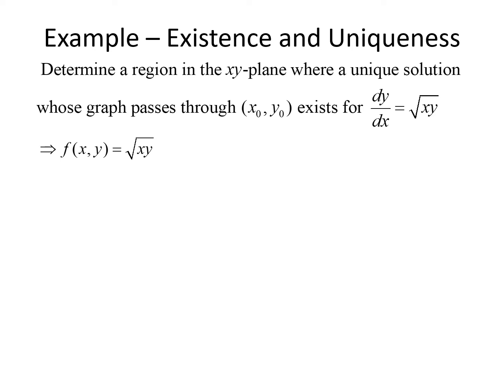All right, so if we're looking at this problem, we know that f of x,y is going to be the right-hand side, so that's the square root of x times y. And the first condition on our theorem is that f of x,y has to be continuous. So when I'm looking at this function, the square root of x times y, in order for it to be continuous, whatever's underneath the radical is going to have to be positive.